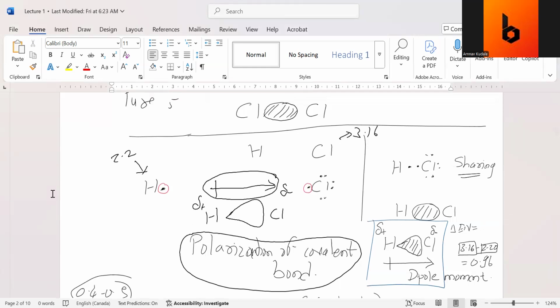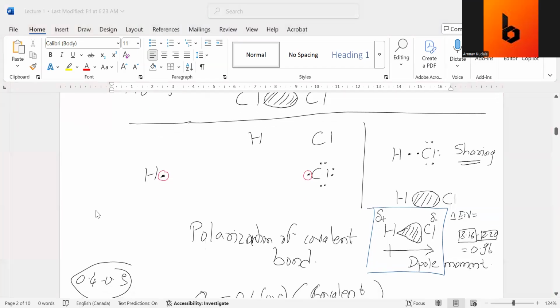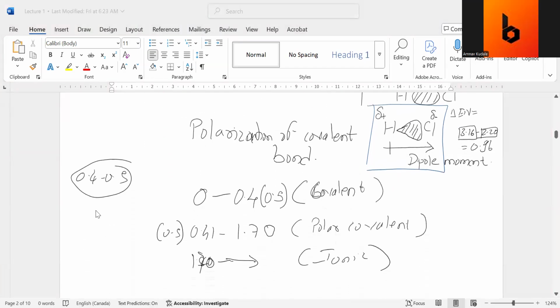Understood this? Yes, sir. Now let us understand the range in which we can say that something is polarized. For that, write down 0 to 0.5, 0.5 to 1.70, and 1.70 and above. If the difference is between 0 and 0.5, then we call it covalent. That means the difference is negligible and the electron cloud is actually equally shared.